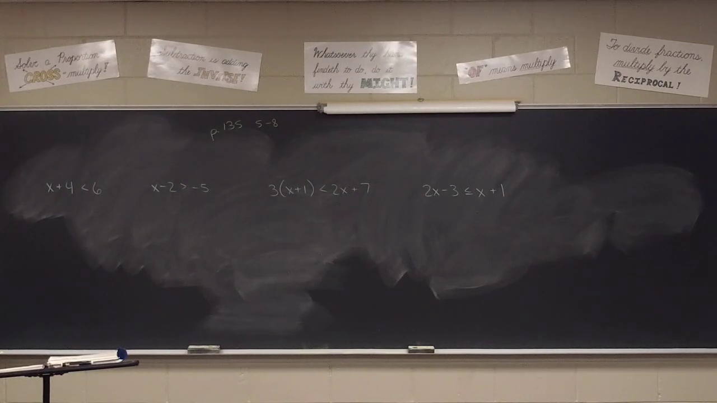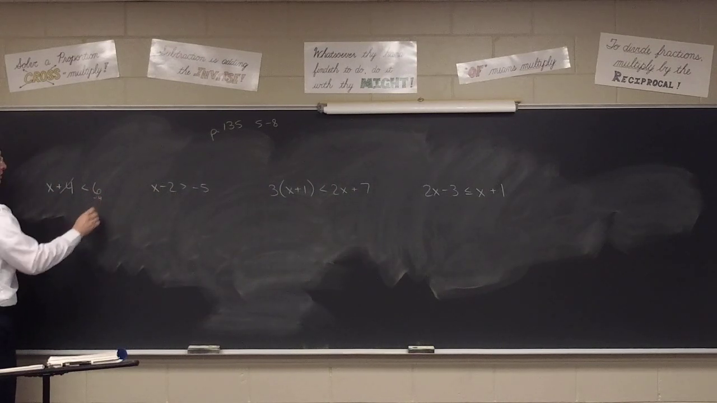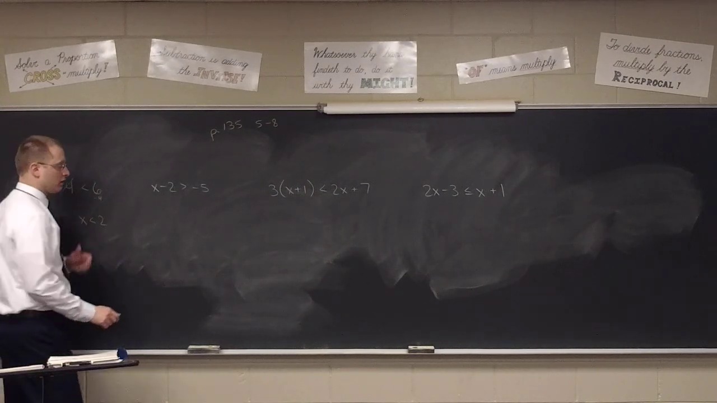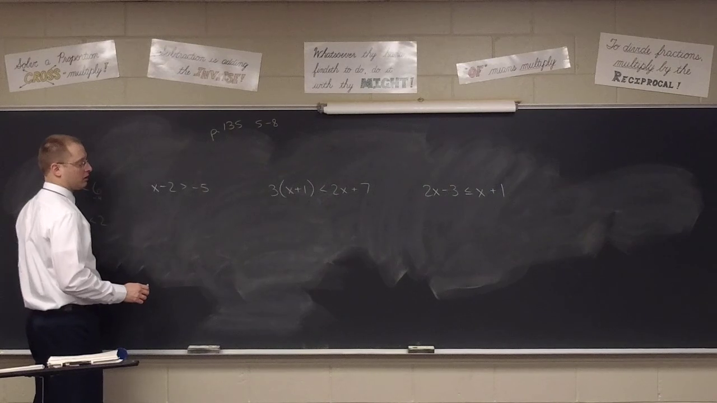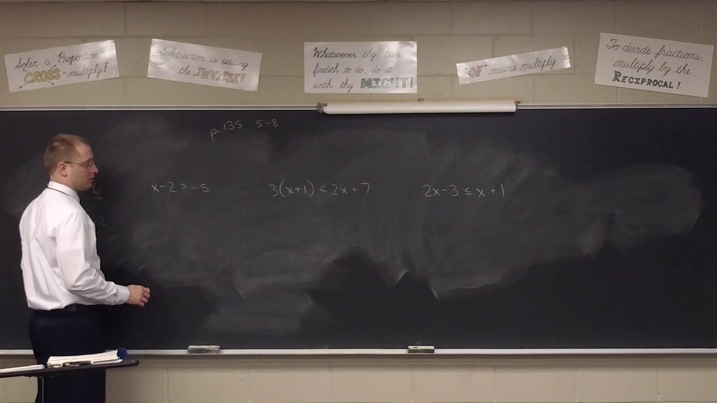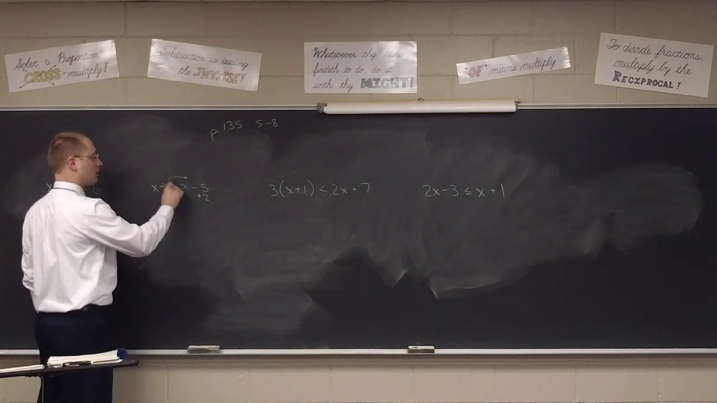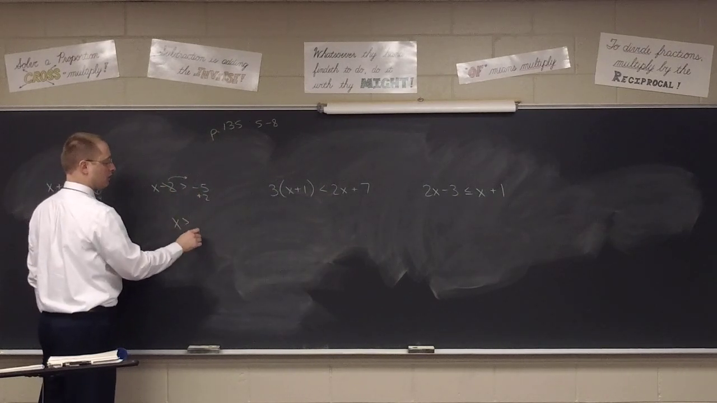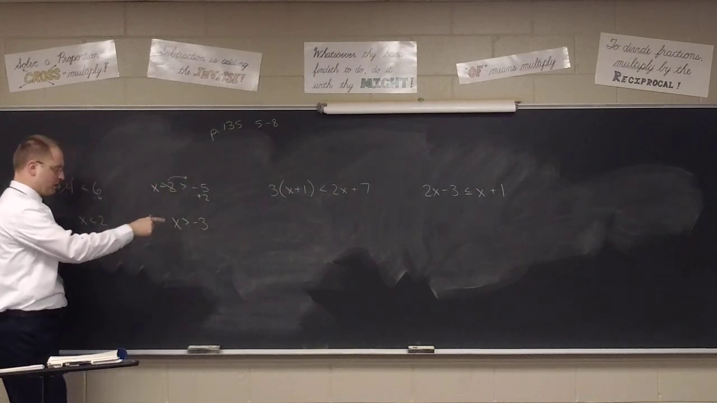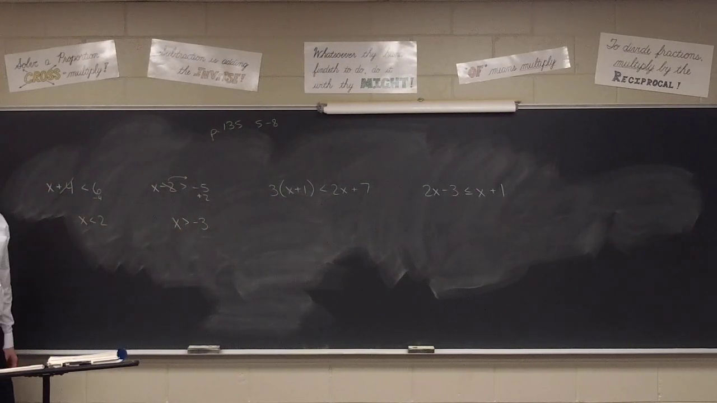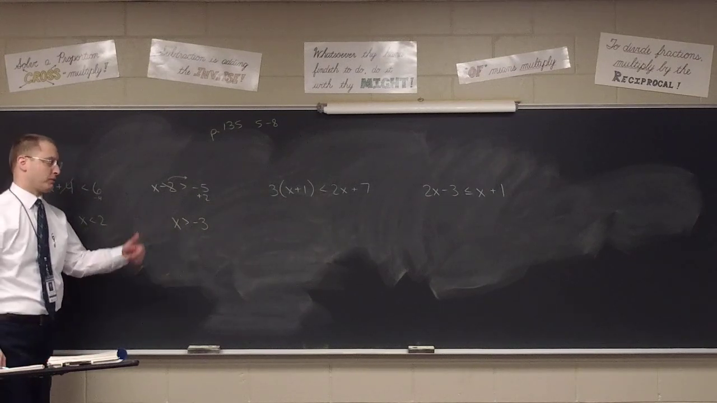Number 5, Maddie, what do we do? Perfect. On the next one, Noah. 5 minus 2 as a positive, x is greater than -3. Why didn't you flip the inequality? We got a negative, but we didn't divide by a negative, nor did we multiply by a negative. So, no, don't flip that inequality.